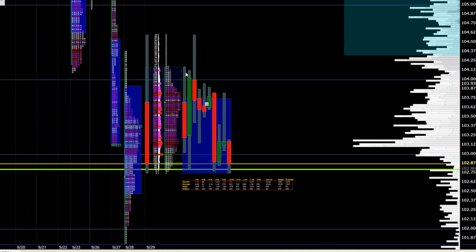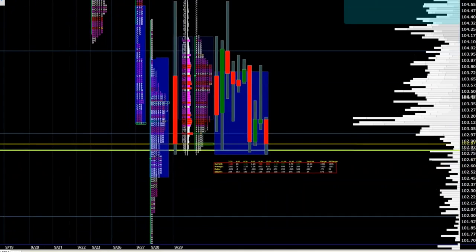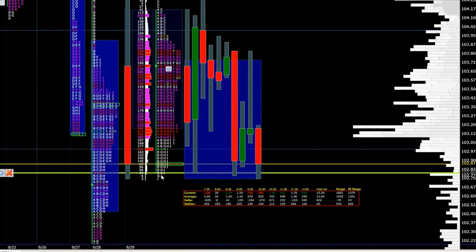One of the things that I was watching for, and I was expecting range extension to the upside today. We got that. So you can see we extended the range here to the upside. However, late in the day, notice what we did. See these two little blips? We extended the range to the other side.